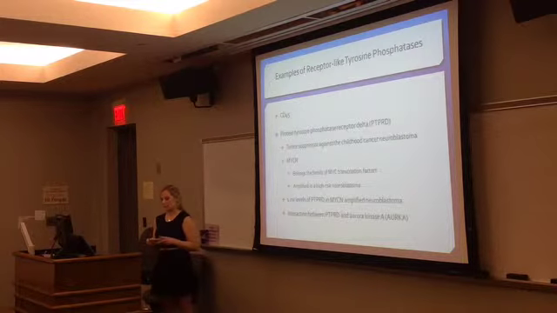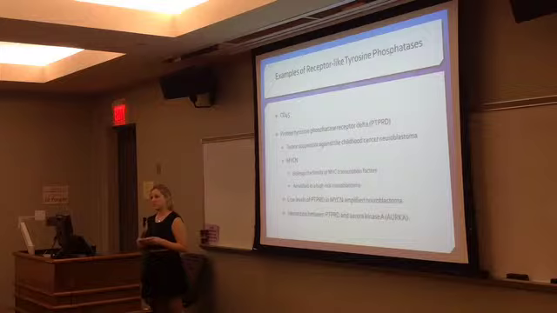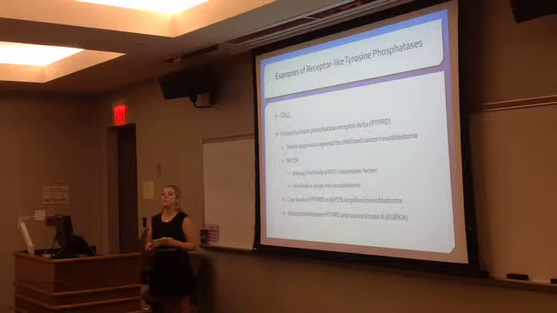Examples of receptor-like tyrosine phosphatases are CD45, which helps with the regulation of immune cells and also plays a role in antigen receptor signaling. Another example of receptor-like tyrosine phosphatases is protein tyrosine phosphatase receptor delta. This protein has been shown to work as a tumor suppressor against the childhood cancer neuroblastoma.